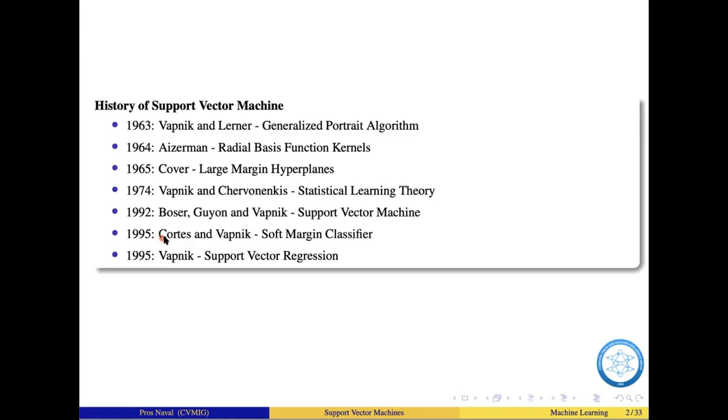3 years later, in 1995, another collaborator of Vapnik and he himself presented the soft margin classifier, which is the subject of today's lecture. And also in the same year, Vapnik introduced the regression version of SVM.